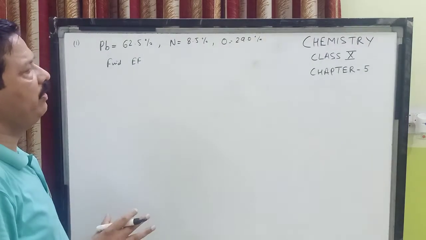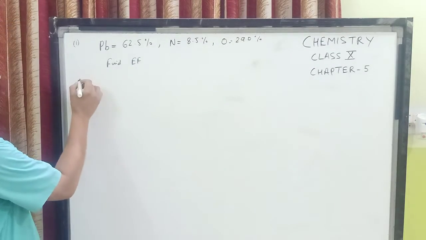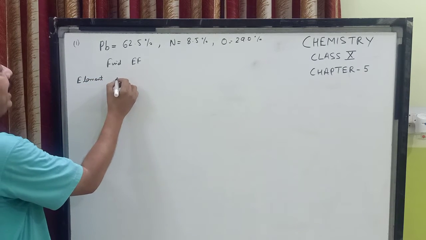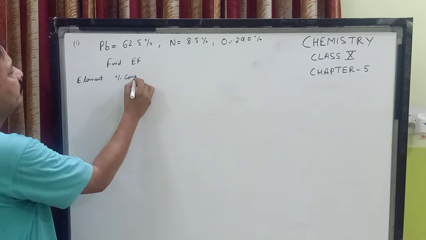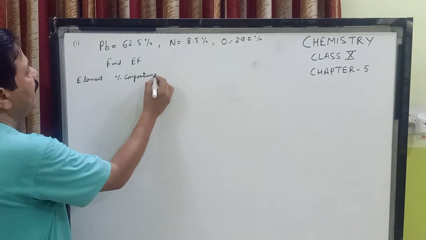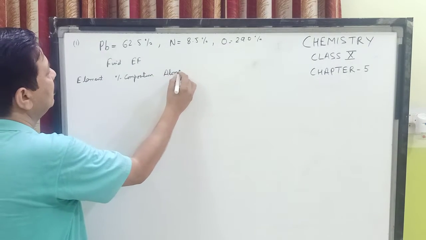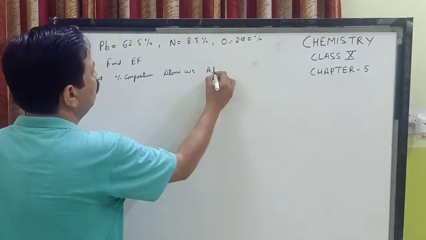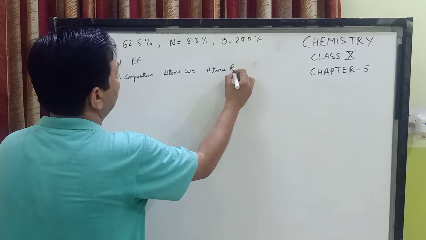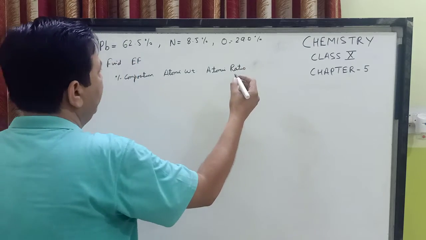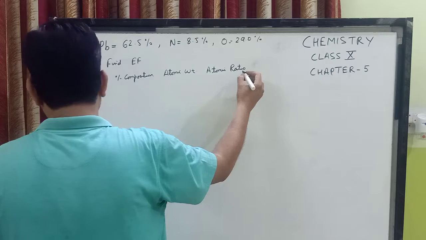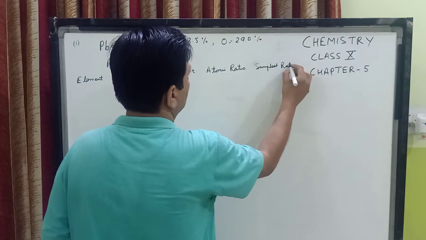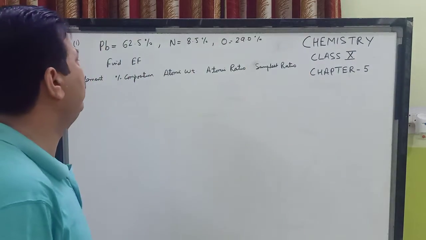So children, for this we have seen that we make a table. In the first column we write the elements, then we have the percentage composition, and then children we write the atomic weights, and then we have the atomic ratio, and after that we have the simplest ratio, and we can have one more column that I'll tell you when we are going to have it.